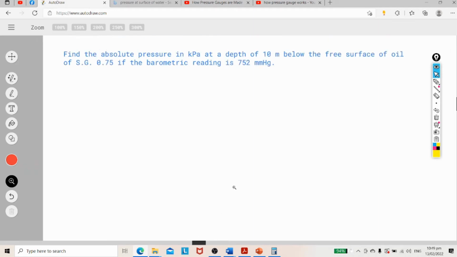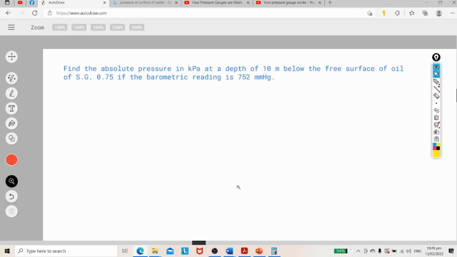Itong problem naman nito is application of barometric pressure or absolute pressure and atmospheric pressure, mga ganong bagay. So let me read the problem first. Find the absolute pressure in kilopascal at a depth of 10 meter below the free surface of oil of specific gravity 0.75 if the barometric reading is 752 mmHg. So isa-isahin natin ang ating given.